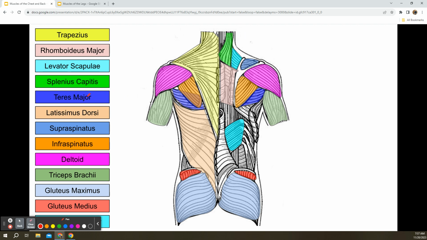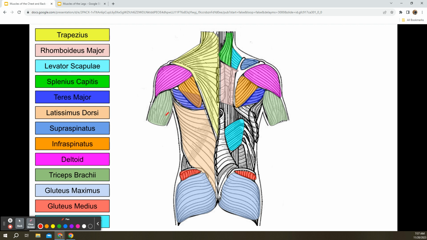Next one we'll have is our teres major. What this one helps do is extend our humerus, so it helps extend our arm outward, and helps rotate the arm medially, so it helps rotate that arm inward.